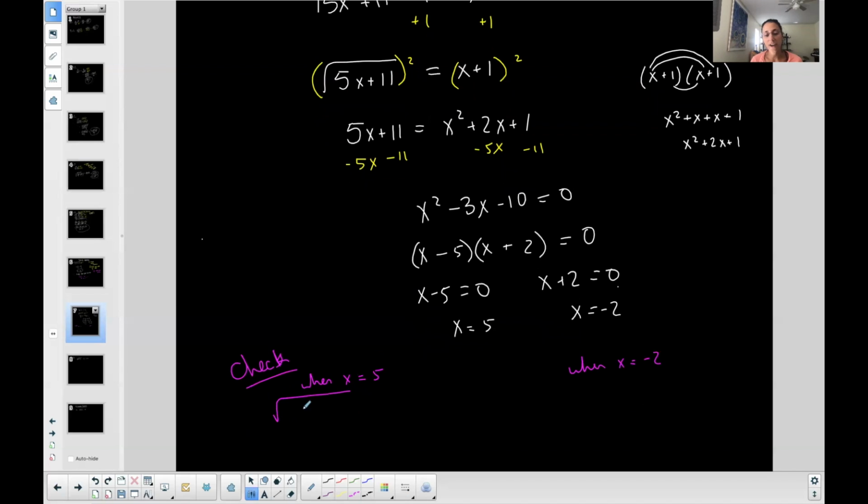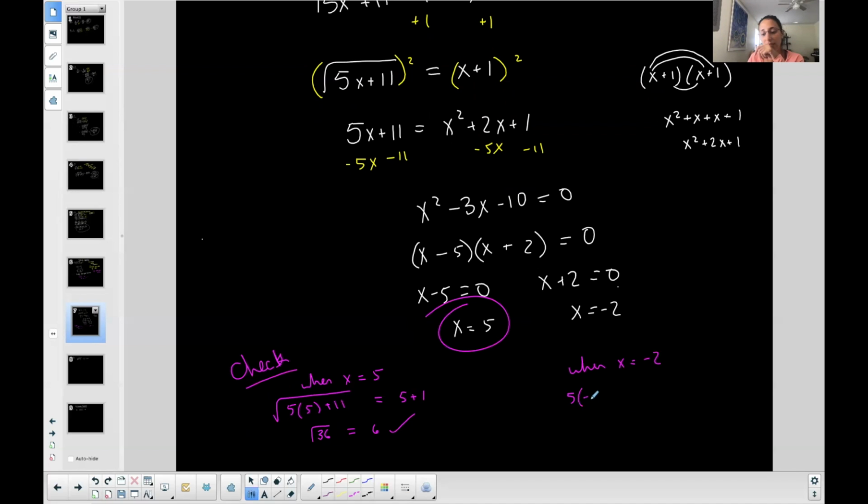So when x is 5, I have the square root of 5 times 5 plus 11 on the left equal to 5 plus 1 on the right. This looks like it might work. 25 plus 11 is 36, and that works. So this is my solution. That works. Let's see if negative 2 works.